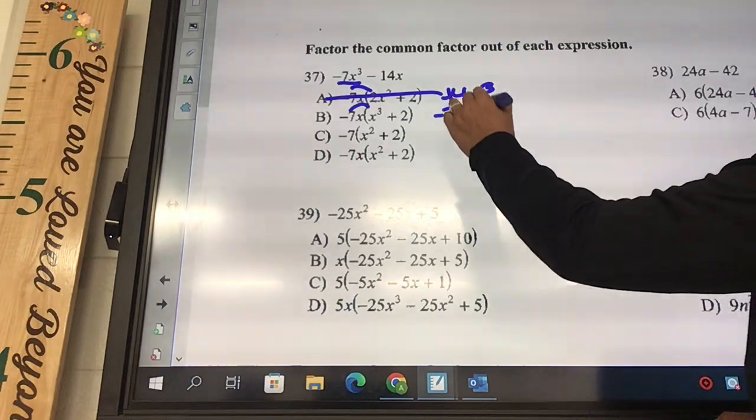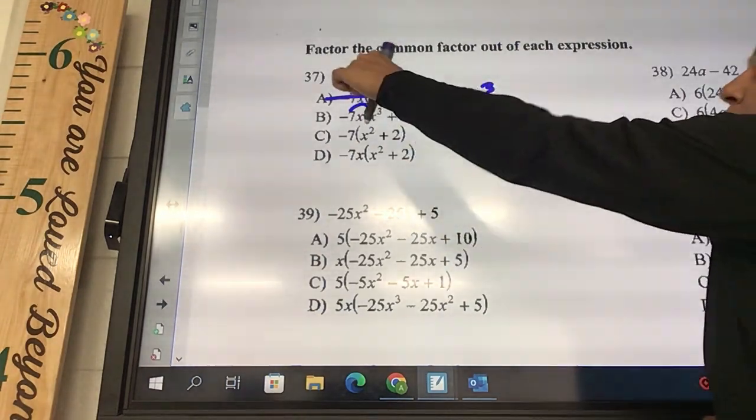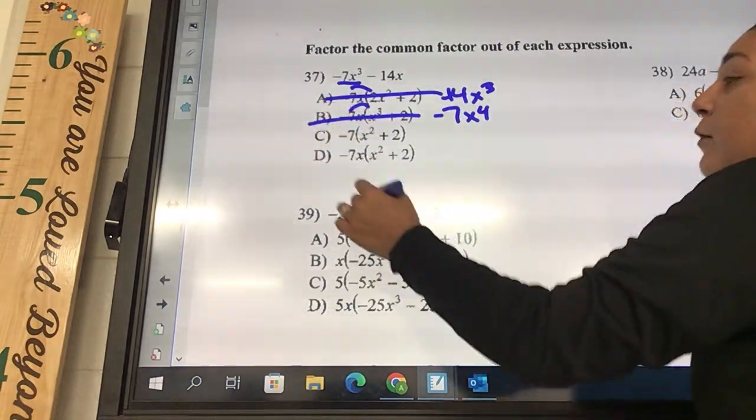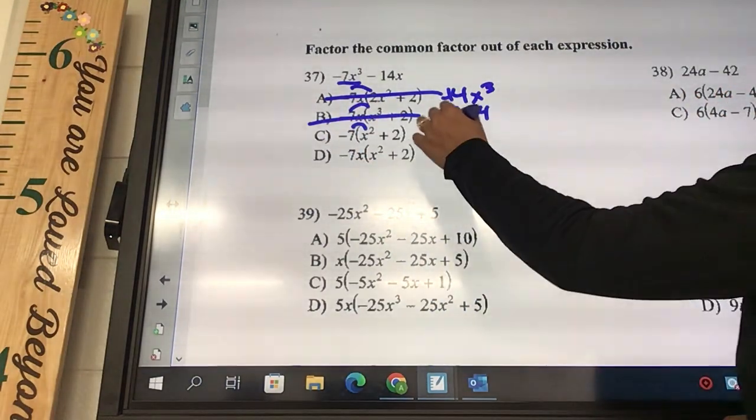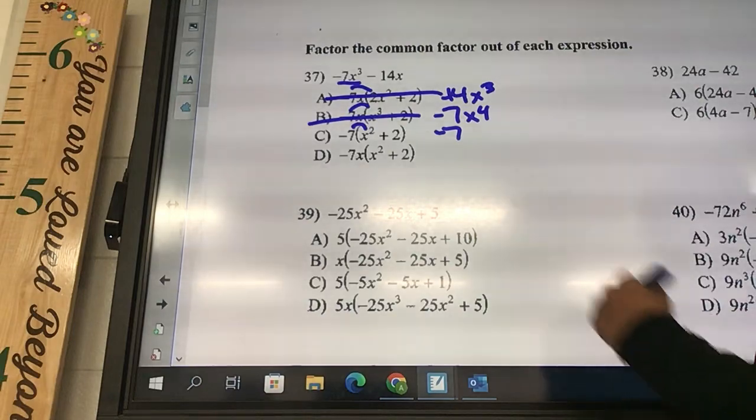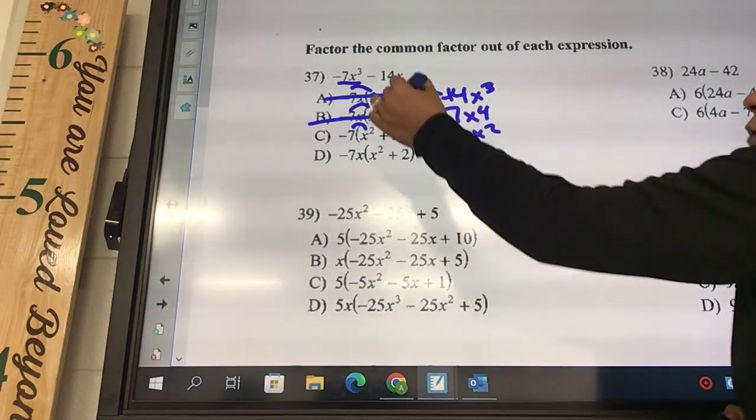It would be x⁴. Does that match up? No, we're trying to get negative 7x³. That one does not work. Negative 7 times 1, it's negative 7. How many x's? 2. That does not work.